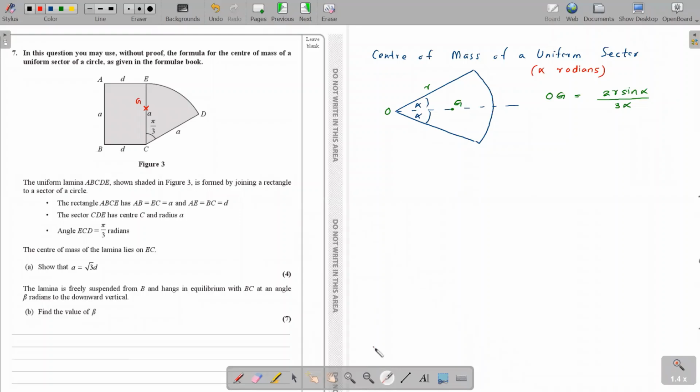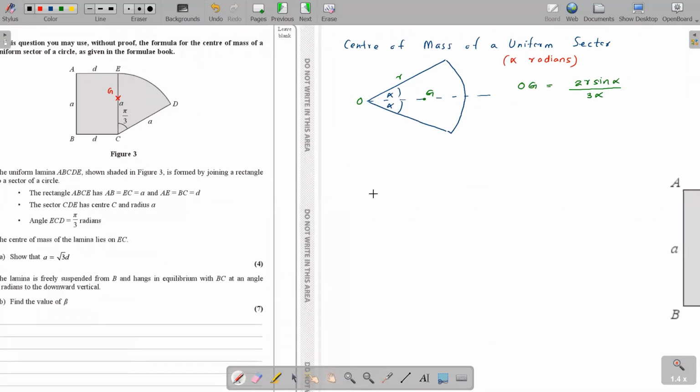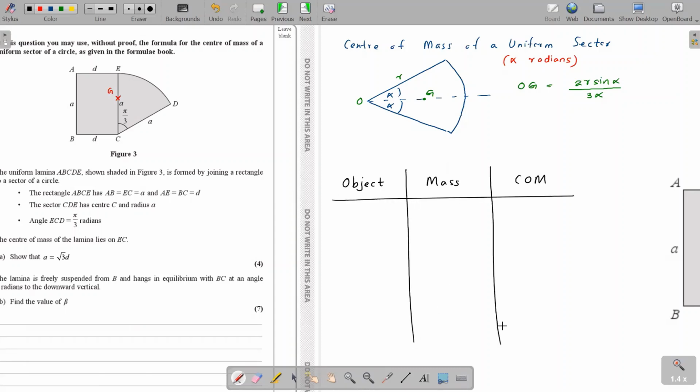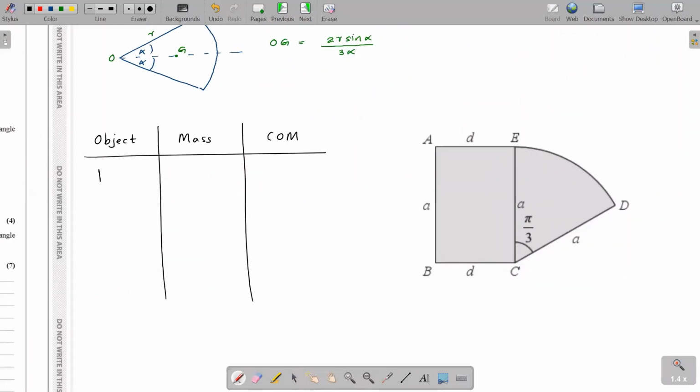Basically, let's do it in the normal way that we do for center of mass, where we mark coordinates and we take the masses by the areas. We say the area is proportional to the mass. So let's make a small table and get it done. The columns are object, mass and center of mass. For the first object, I'll take my rectangle.